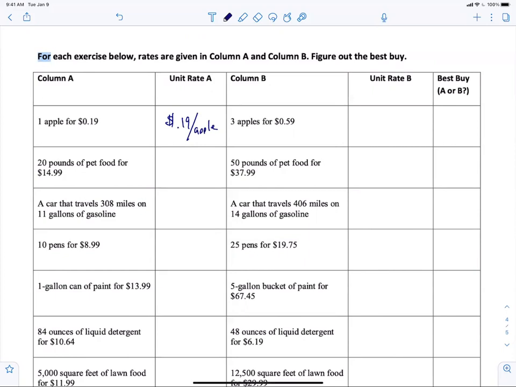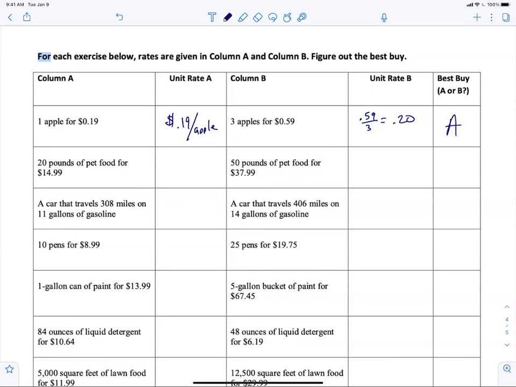Now, how do I find the unit rate for the second one? What do I divide by 3? 0.59. So everybody do 0.59 divided by 3. And what is that? Almost 20 cents per apple, right? Is everybody okay with that? So which one's the better deal? A.